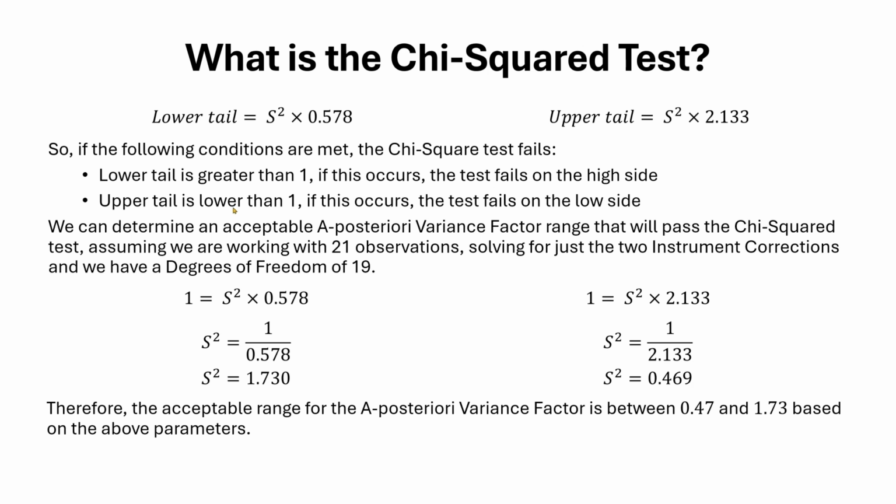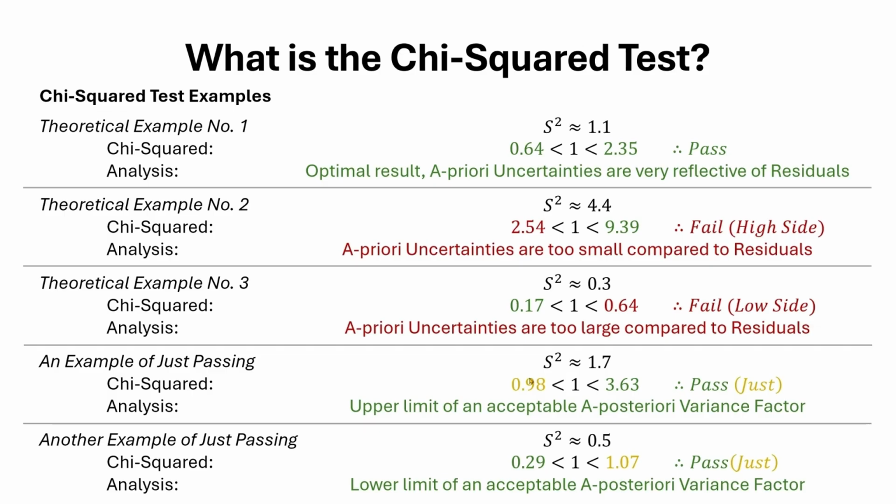So I can kind of reverse engineer here an acceptable a posteriori variance factor range that will pass the chi-squared test, assuming we are working with 21 observations, solving for 2 unknowns, and we have degrees of freedom of 19. So let's just quickly do that. We can move the equation around. 1.730 is the upper limit, 0.469 is the lower limit. So therefore, the acceptable range for the a posteriori variance factor is between 0.47 and 1.73 based on the above parameters.